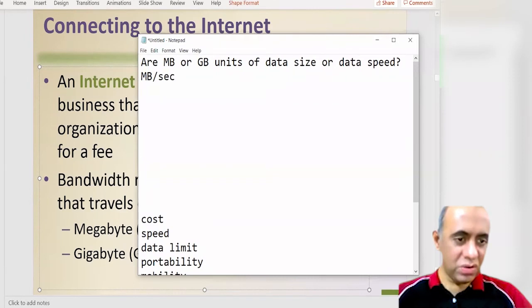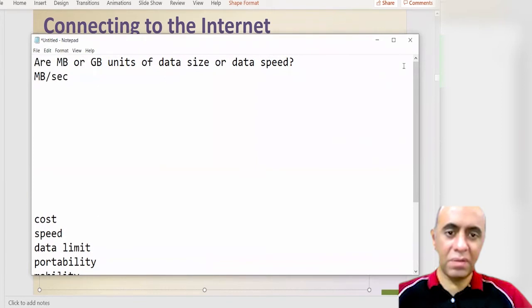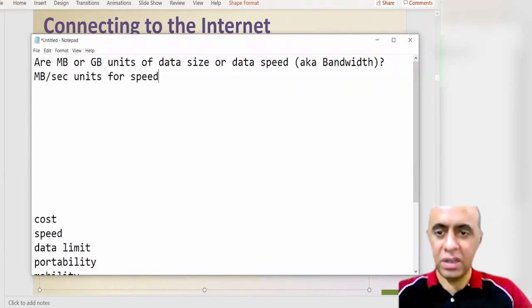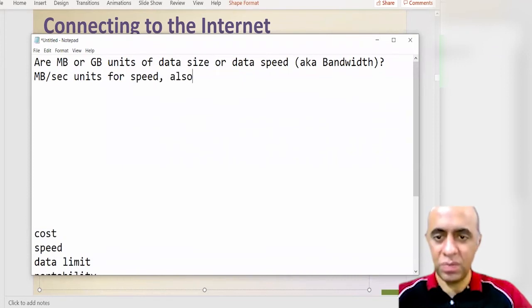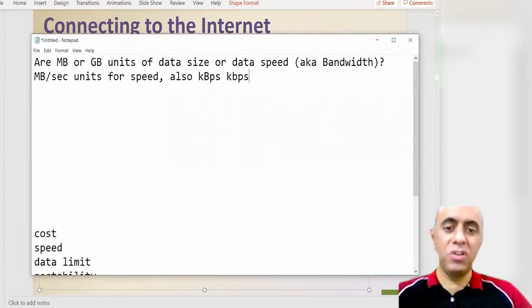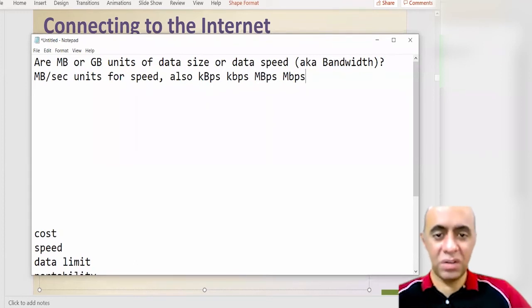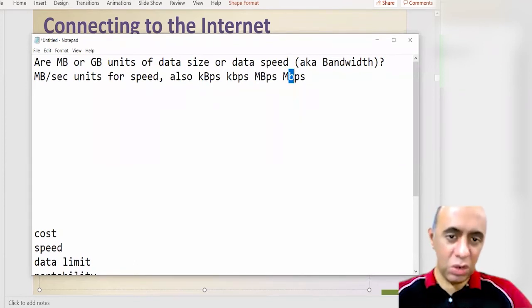This could be a data speed unit, or by the way, data speed is also known as bandwidth. Data speed is also called bandwidth, right? So megabytes per second is a unit for speed, and similarly also kilobytes per second, kilobits per second. Megabits per second are also units, right? So what's the difference between this capital B and small b?